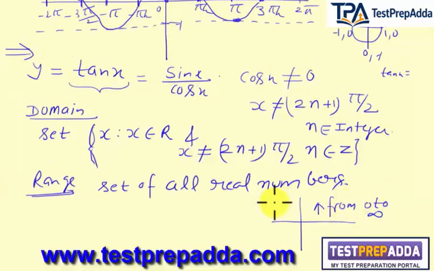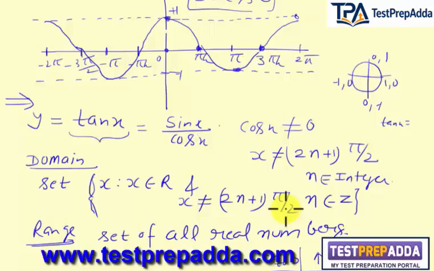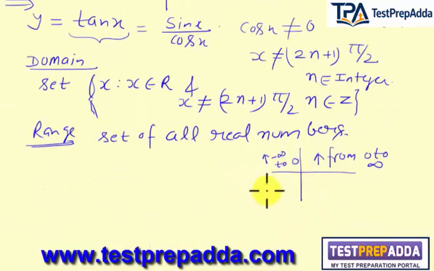and in the second quadrant it again increases from minus infinity to 0. Now in the third quadrant it will be 0 to infinity. In the fourth quadrant it will be minus infinity to 0.